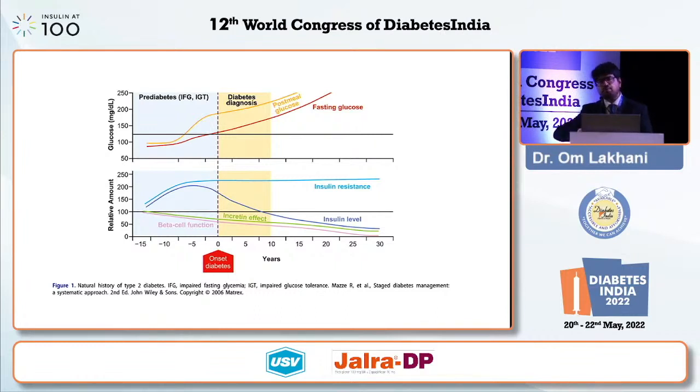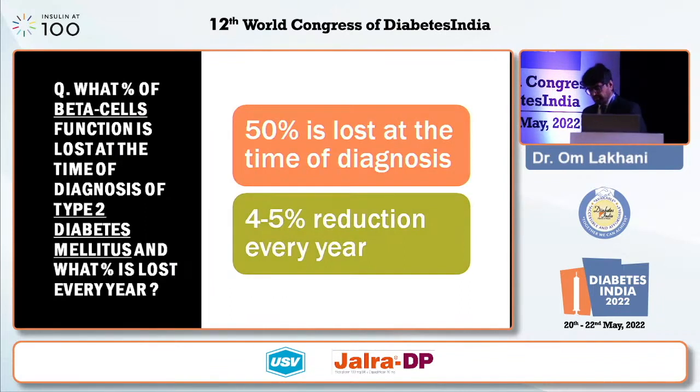Initially, the body compensates by increasing insulin production. But at some point there is a cutoff where the beta cells stop working to the level they should, and that is when the downhill effect occurs and the patient develops diabetes, and it continues to progress over a period of time. At the time of diagnosis, the patient has lost 50% of beta cell function, and they keep losing about 4 to 5% of the beta cell function every year.